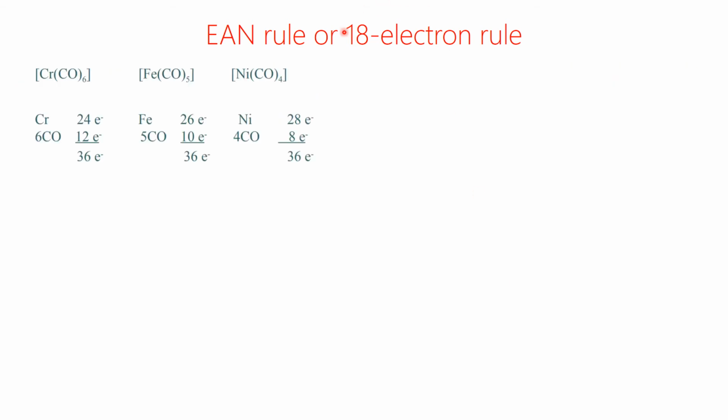Let's illustrate the EAN rule by taking some examples: hexacarbonyl chromium, pentacarbonyl iron, and tetracarbonyl nickel. For example, nickel. CO is a neutral ligand, so nickel will be in the zero oxidation state. It has 28 electrons, and 8 electrons are donated by carbon monoxide, because each CO donates 2 electrons and there are 4 CO. So 28 plus 8 is 36. 36 is the atomic number of the noble gas krypton.